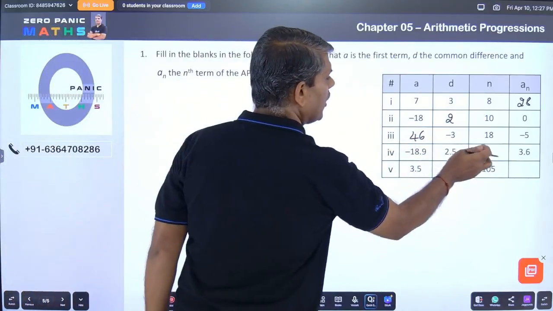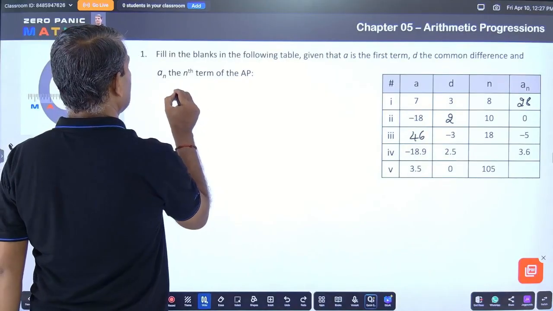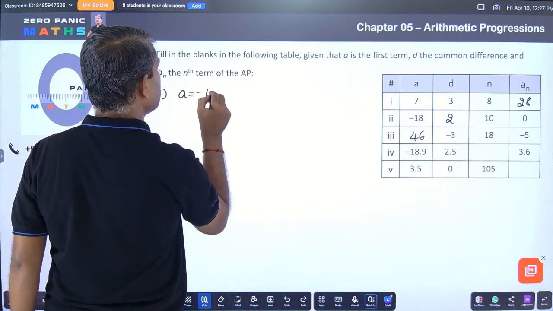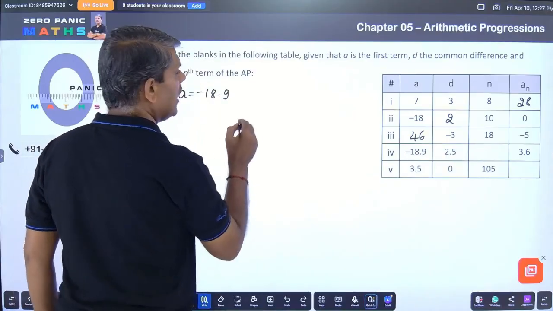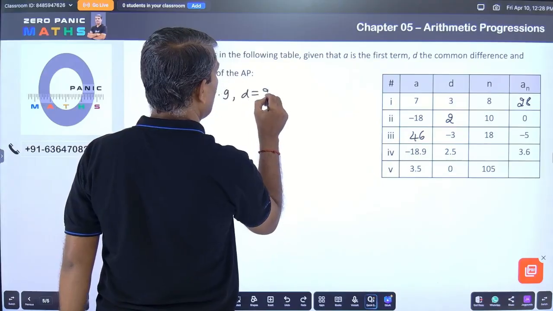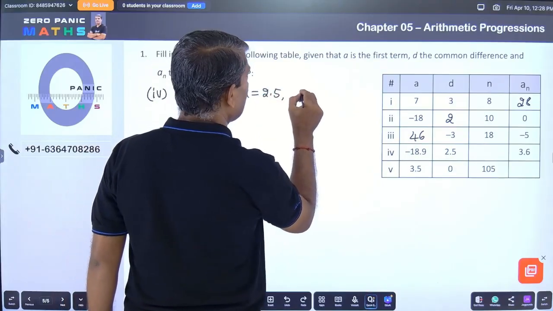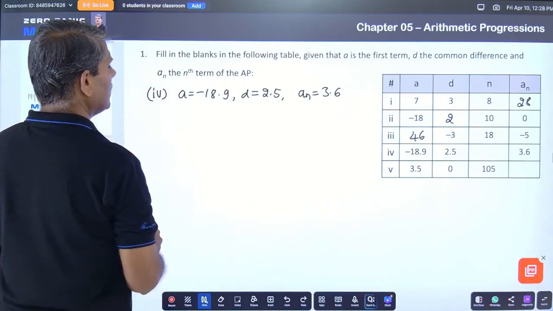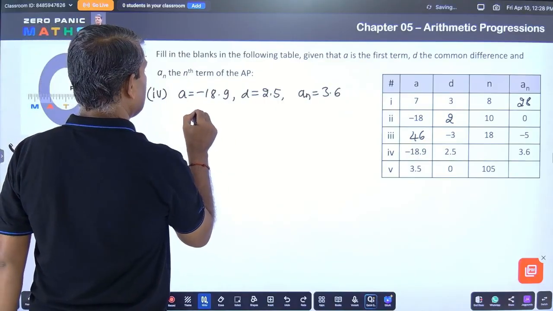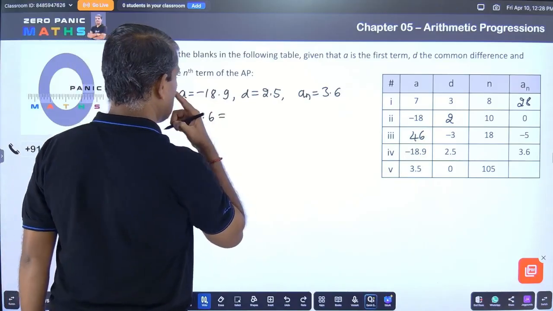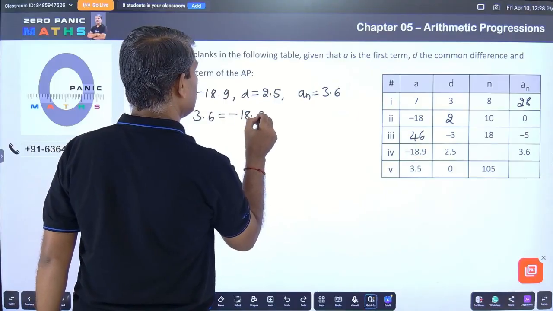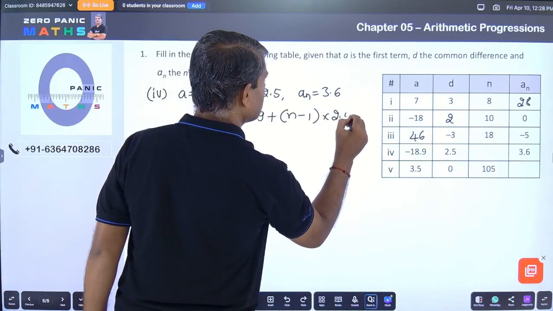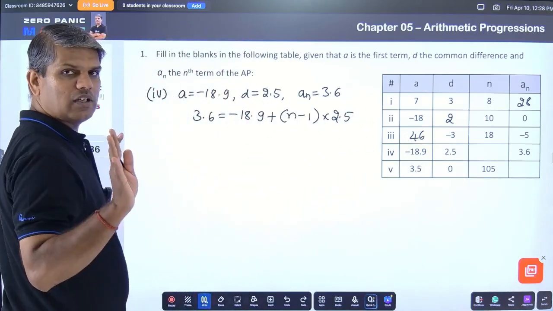In the fourth problem, we need to find out n. So what is given in the fourth problem? a is given as minus 18.9, and d is given as 2.5. We need to find out n, and a_n is given as 3.6. So a_n, that is 3.6, is equal to minus 18.9, which is a, plus (n minus 1) with d as 2.5.